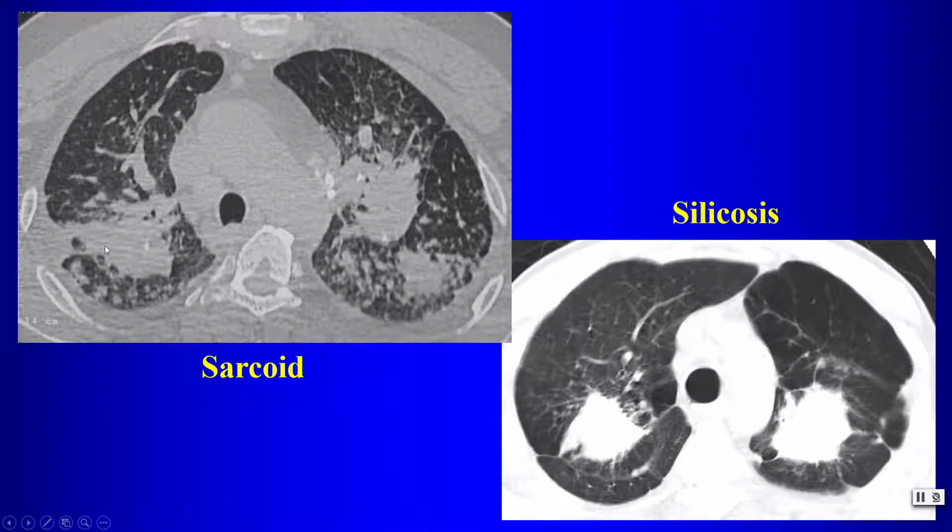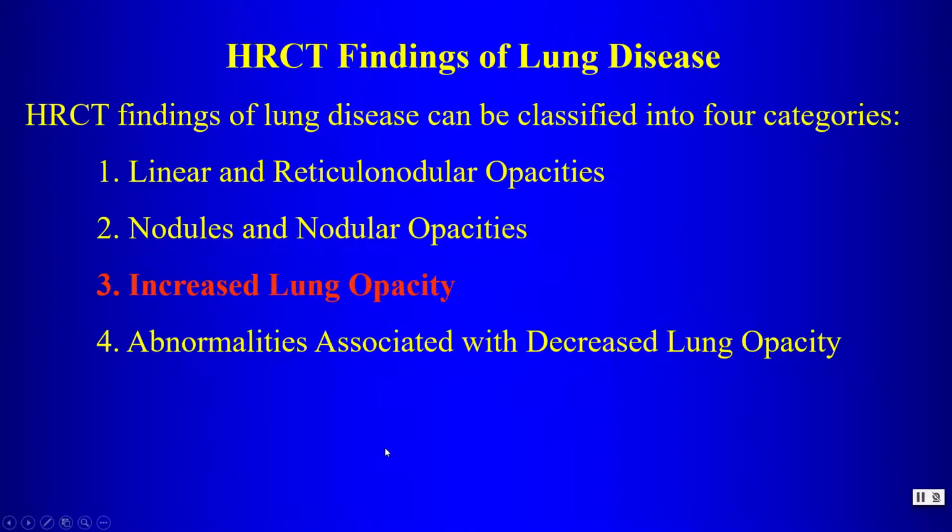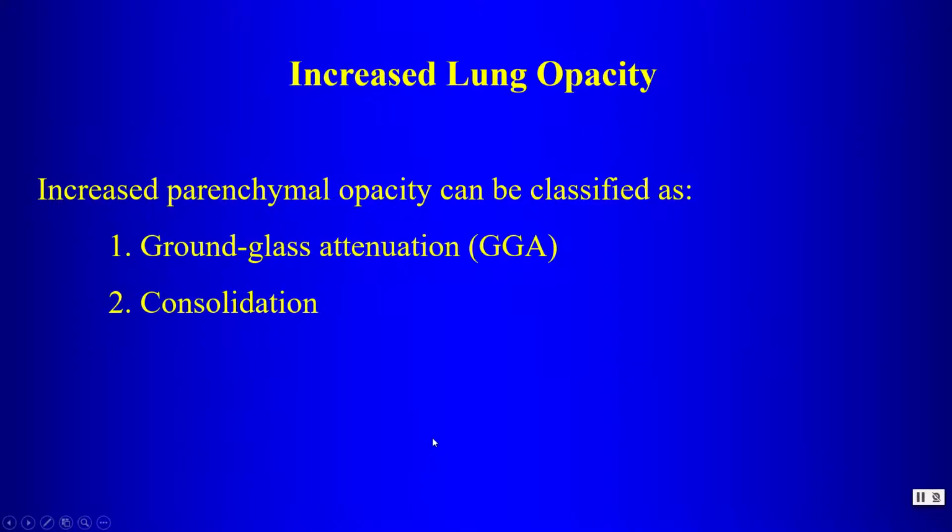So with sarcoid, you might see these larger opacities here within the upper lobes from coalescence of the small nodules as a result of the fibrosis, again representing progressive massive fibrosis, and we might see similar findings also with silicosis, and sometimes this can pull on the adjacent lung and give you these peripheral regions of emphysema from the fibrotic change.